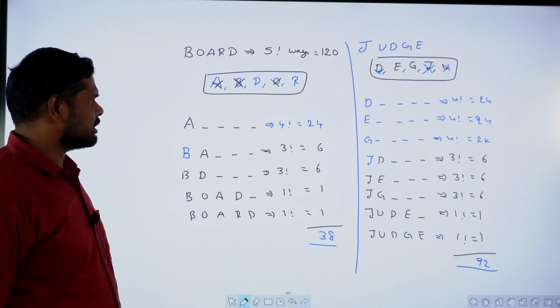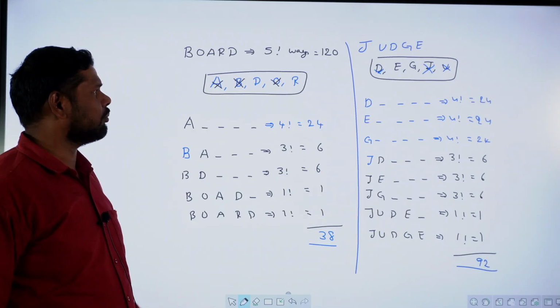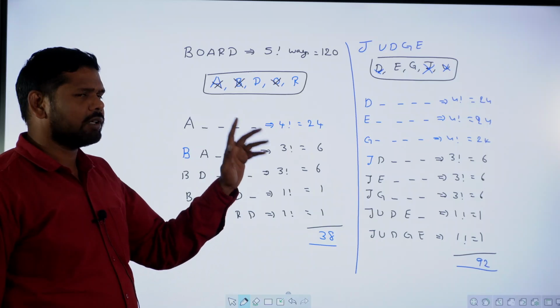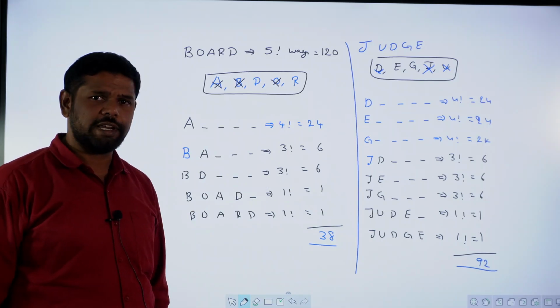Next class, we will practice some questions on permutations and combinations. Then after that, we will look into the CSAT PYQs. Thank you.